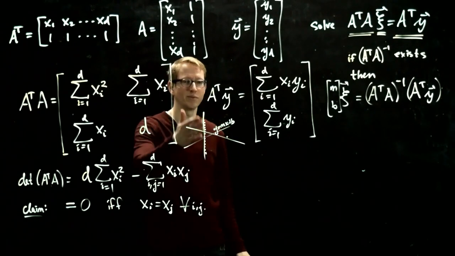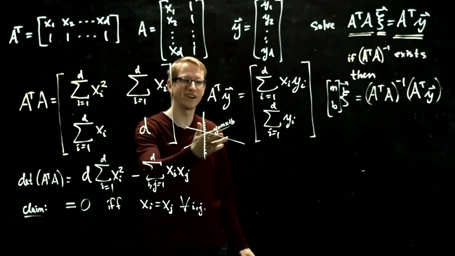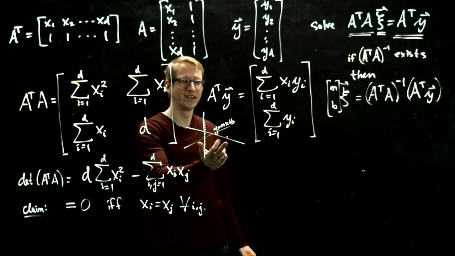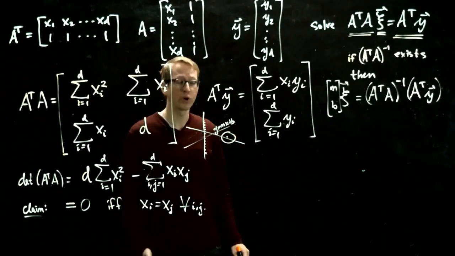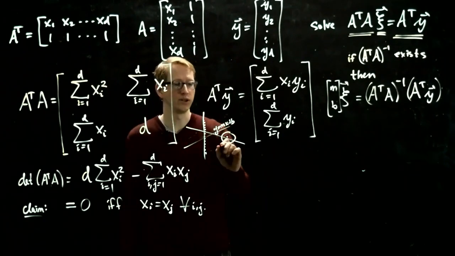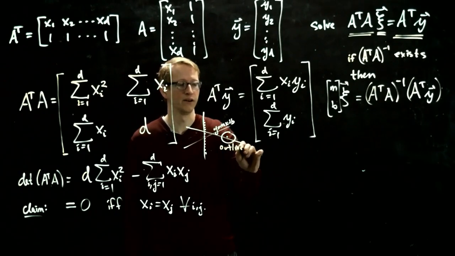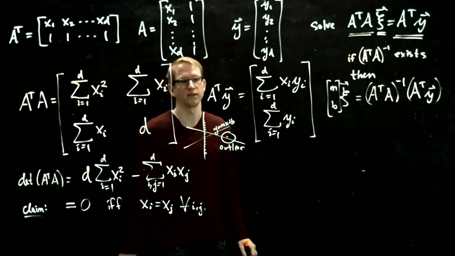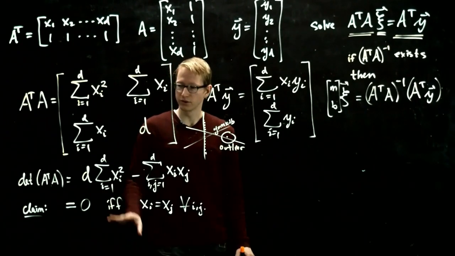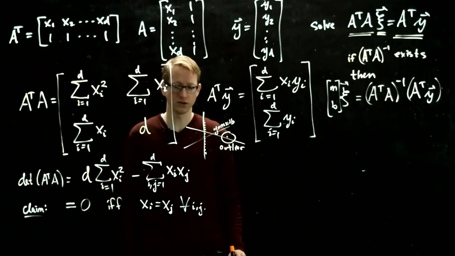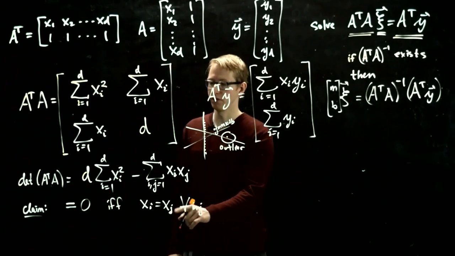Although you would think that maybe if all of these points lie here and there's a data point way out here, then maybe there's something wrong with this data point, or more investigation is needed. Such a point in this situation would be called an outlier. And I may discuss this at some point, but that's not the focus of this specific video right now. So that's the claim. This determinant vanishes if and only if all of these data points are equal.